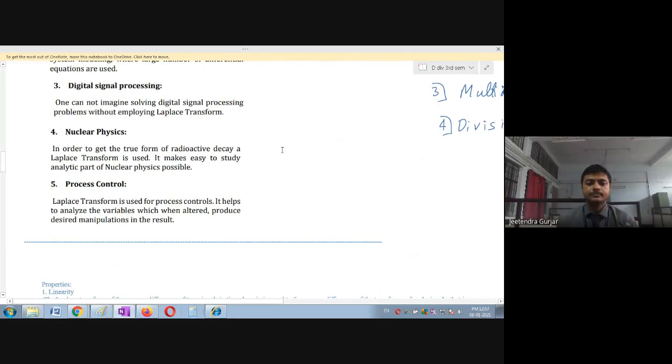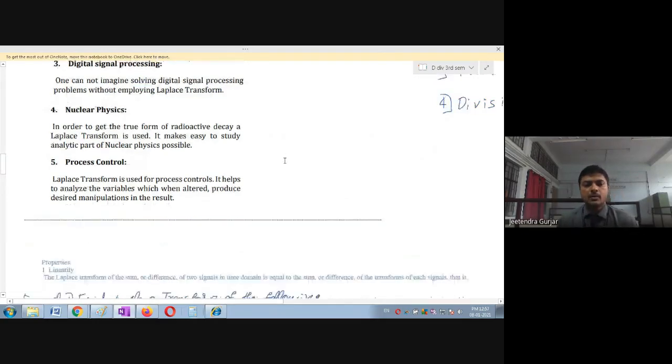Next, we have nuclear physics. In order to get the true form of radioactive decay, the Laplace transform is used. Now you can see the radioactive decay. How is it radioactive decay, friends? It is exponentially infinite. So it makes it possible to study the analytic part of nuclear physics easily by using the Laplace transform. So next, we have the next application, process control.